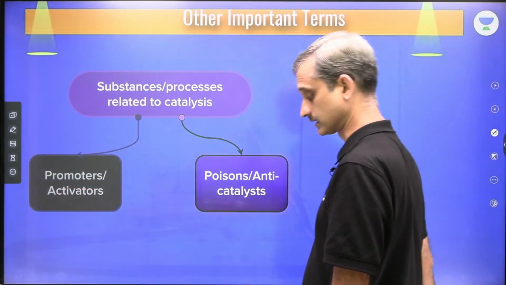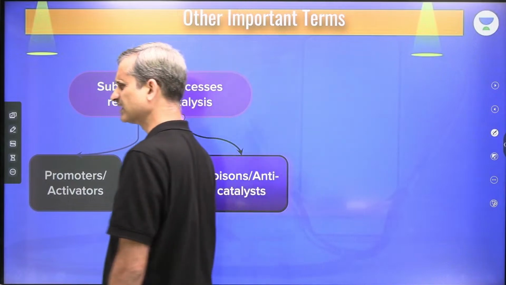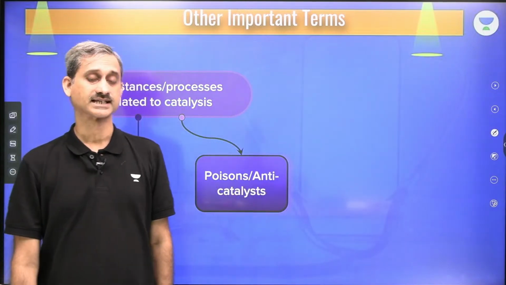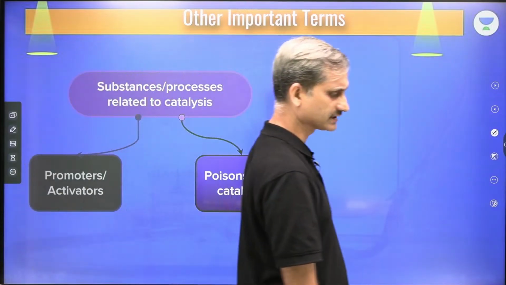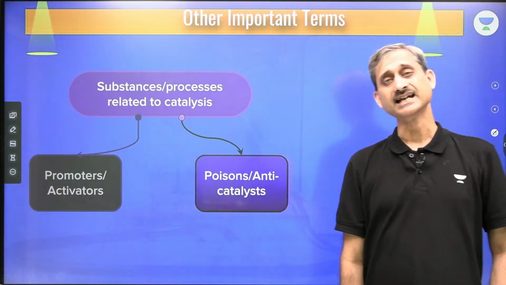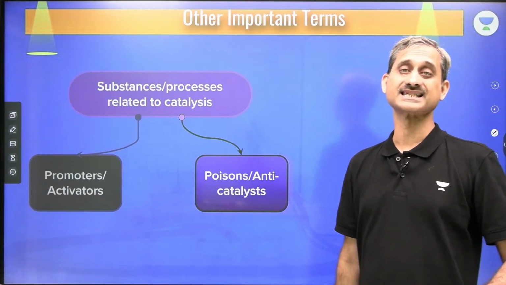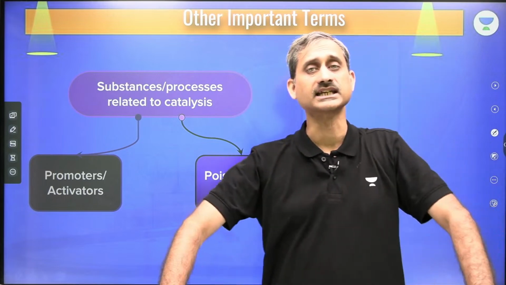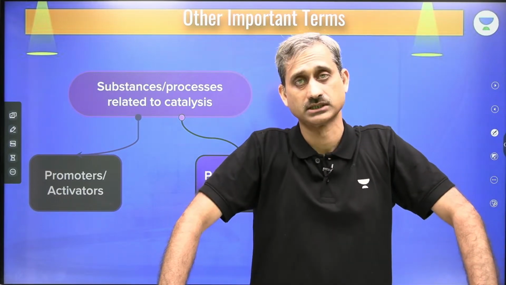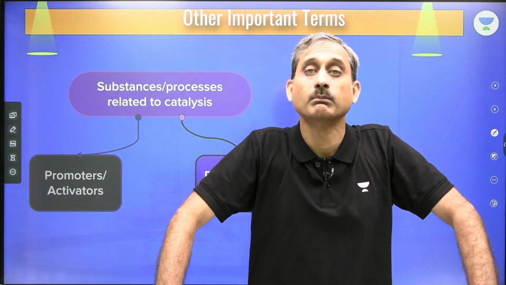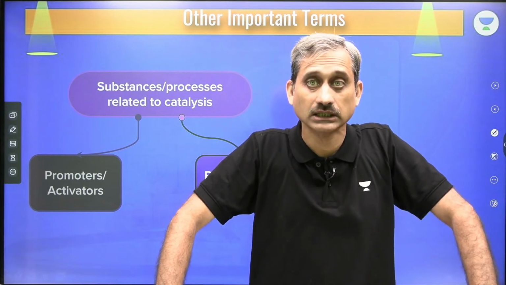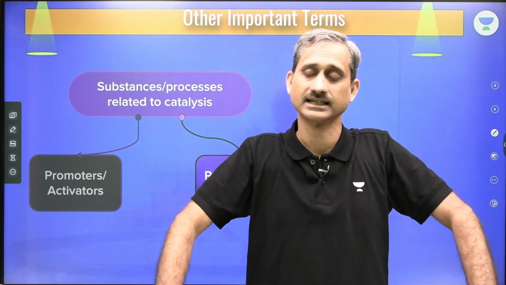Then poisons are there, and the very, very famous poison, cyanide. I believe you know how the cyanide works. The cyanide actually works on an enzyme, that is cytochrome oxidase C, in our body and blocks it. So it is a poison because it acts on a catalyst, that is an enzyme.